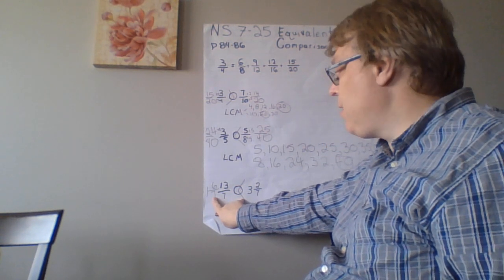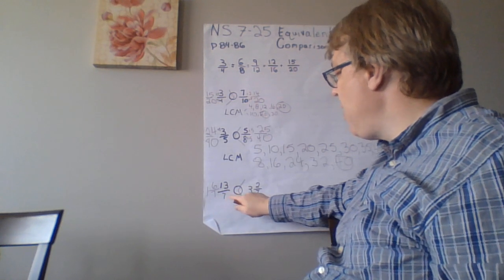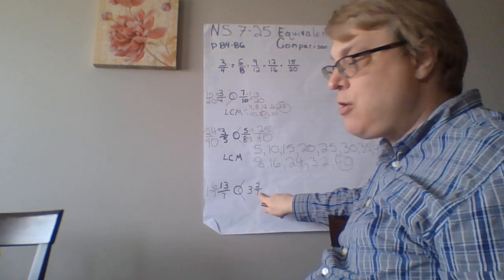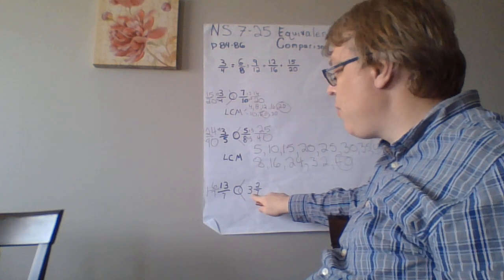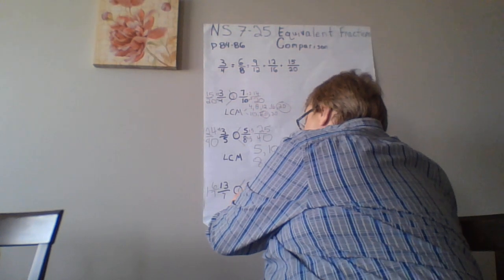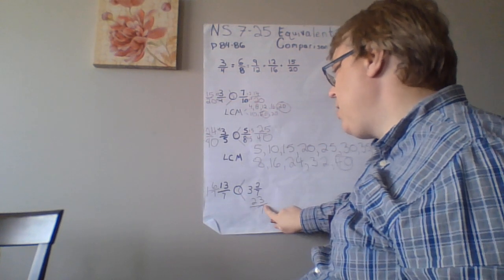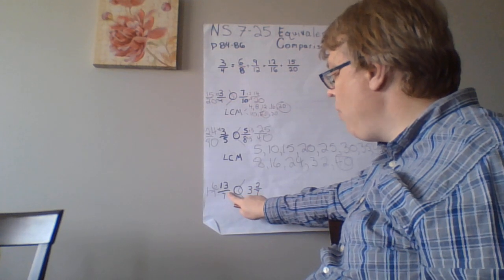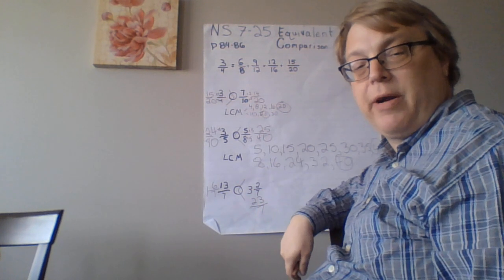Let's do it the opposite way. We're going to pretend we didn't do this. Let's turn 3 and 2/7 into an improper fraction. 7 times 3 is 21, plus 2 is 23 over 7. 23 over 7 is still way more than 13 over 7. This is still bigger. Okay?